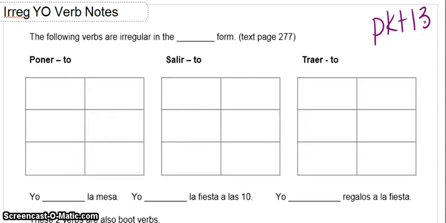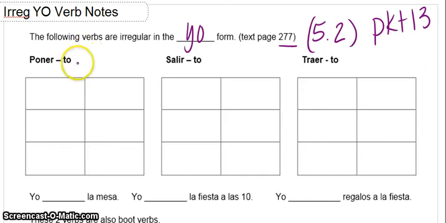So packet page 13. The following verbs are all irregular in the yo form. And if you're interested in more information, you can see text page 277 or in your cuadernos all the way at the end of Unidad 5, Lección 2. That's where you have more information.